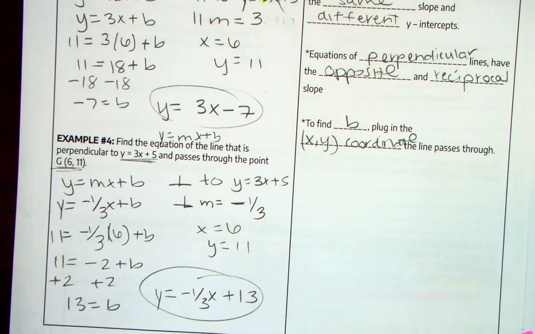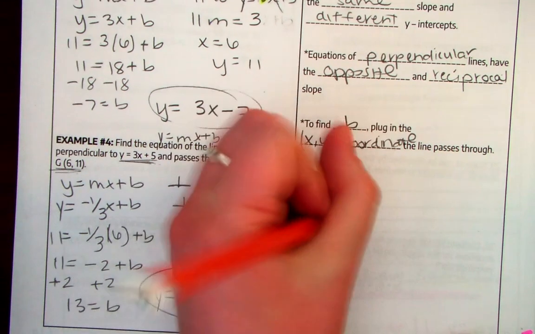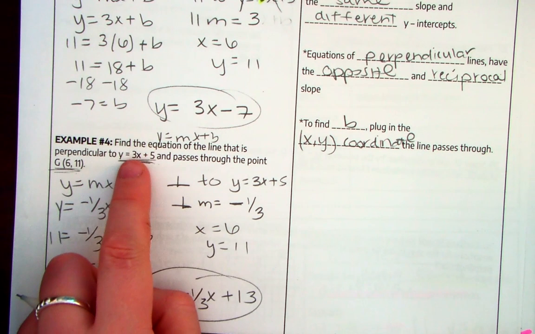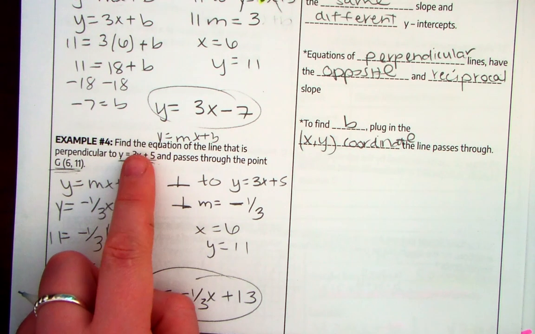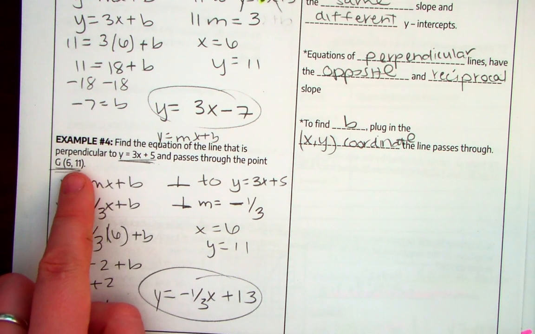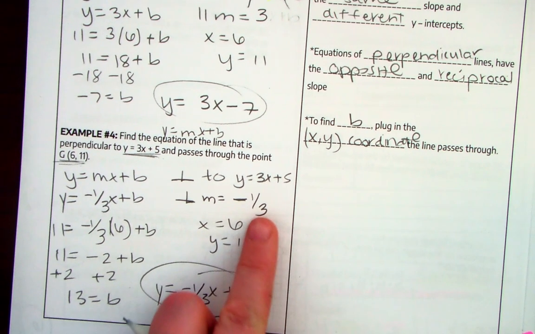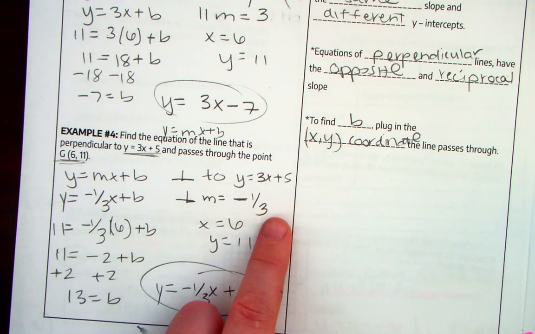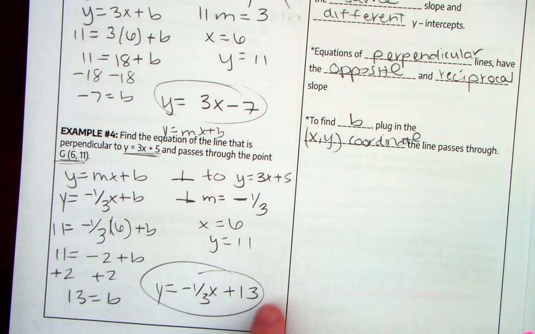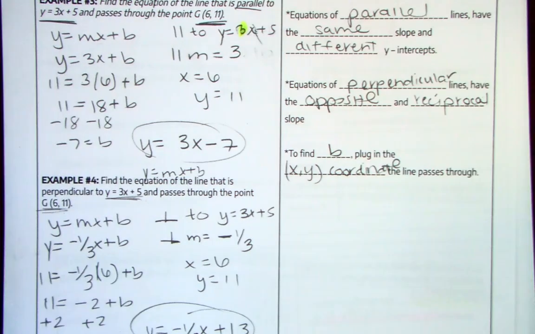Okay, and again, if you'd rather graph this, you could graph the line y equals 3x plus 5 on a coordinate plane. Honestly, you don't even need to graph that line. You could just plot (6, 11) on the coordinate plane, then use the slope, negative 1 over 3, do your rise over your run as negative 1 over 3, and see where it crosses the y-axis. That's how you could get your equation too if you have access to a graph. I just wanted to show you here how to do it without a graph. Okay?